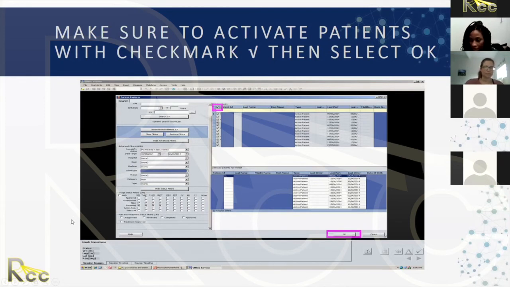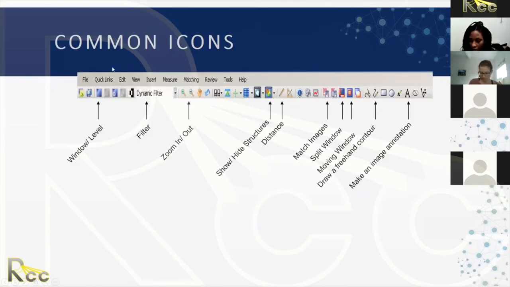Before we look at some examples of that, I just want to help you get familiar with the icons in the offline review panel. These might be very similar to you if you use Eclipse. You've seen these panels as well. Your window and level is right there, your dynamic filter. This has a drop-down menu that allows you to select whatever filter you feel is most appropriate. There's a zoom function, there's a show and hide structure function, distance function. This allows you to match images.